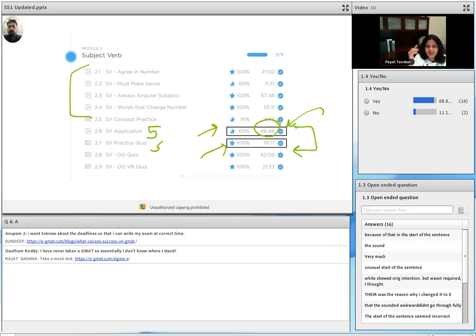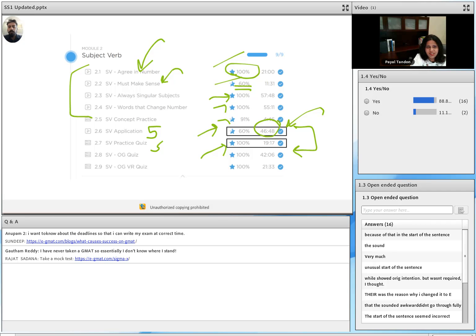Somebody asked me, what are these feedback points? These are your feedback points, the scores that you're getting, and they are not just any scores. This 100% tells me that you understand the concept of subject-verb agreement in number very well. This 60% tells me that you have some issues with your understanding when it comes to subject-verb agreement. So these are very, very modular. You're getting feedback on a very modular level.